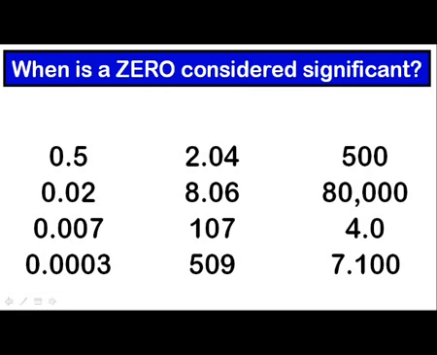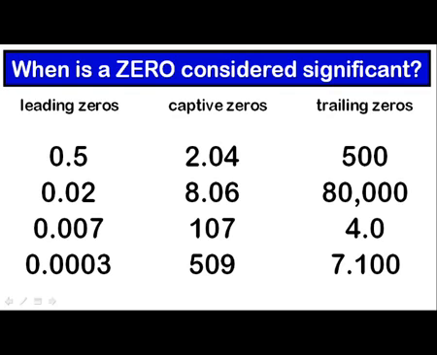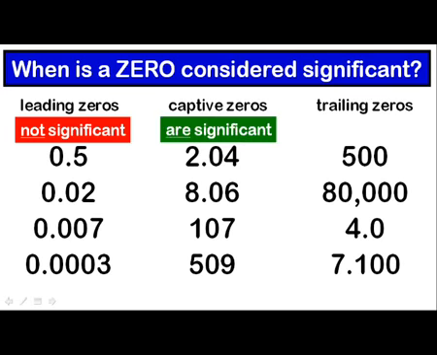Here are 3 examples of where zeros may happen to fall in a given measurement. They can occur at the beginning, leading zeros. The zeros can occur in the middle of a number, captive zeros, and the zeros can occur at the end, trailing zeros. According to the rules for significant figures, leading zeros are not significant. So all of the measurements in the first column would have exactly 1 sig fig because these leading zeros do not count. Captive zeros are considered to be significant. All of the measurements in the middle column have exactly 3 sig figs.